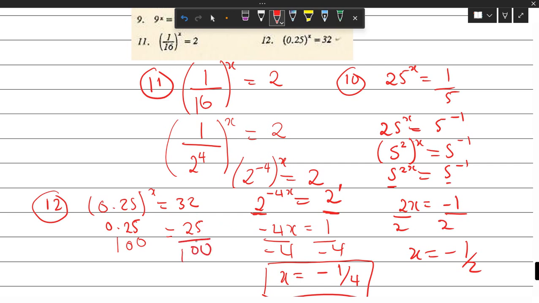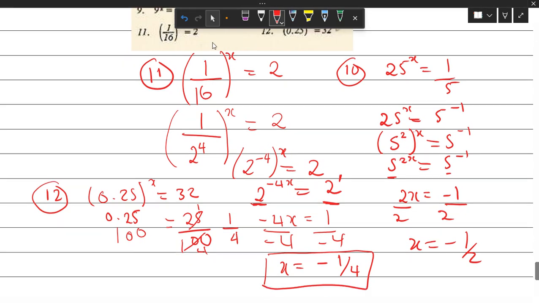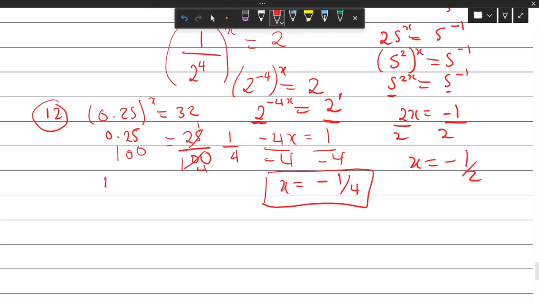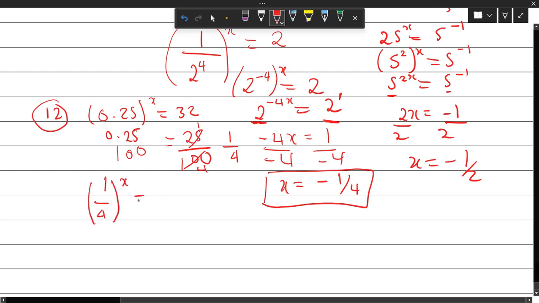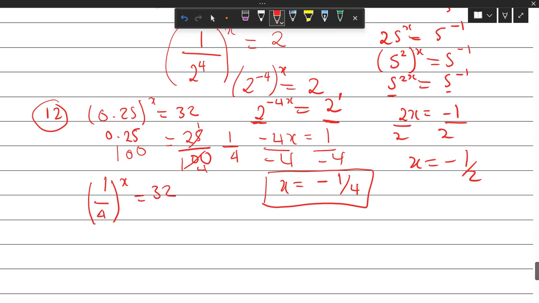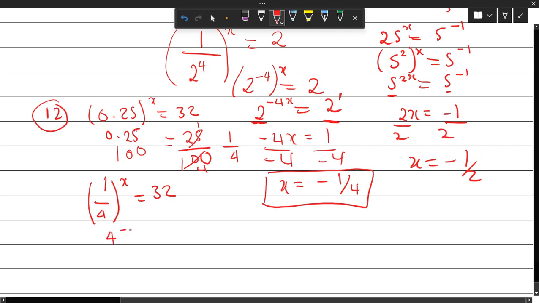Then you can reduce it now. Since 25 goes into 100, 25 into 100 is what? 4. So meaning this would be 1 over 4. Okay. So we know it will be 1 over 4, to the power x is equal to 32. We convert this into a negative index. We know we can't solve a fraction. So this is the same as 4 to the power negative 1, to the power x equals 32.